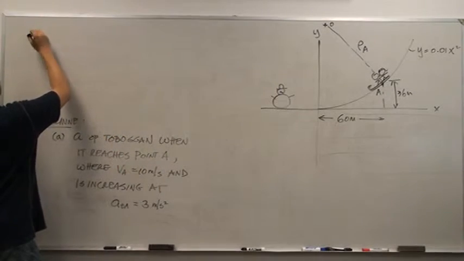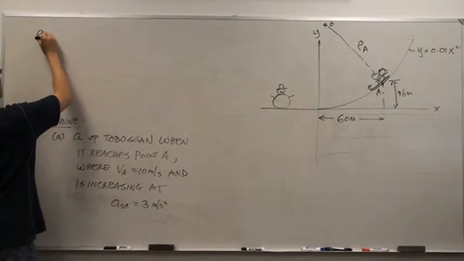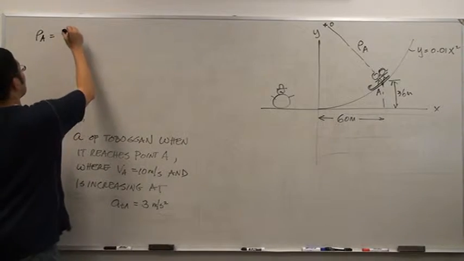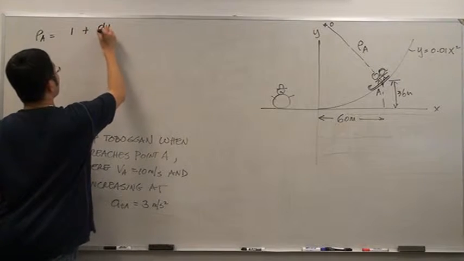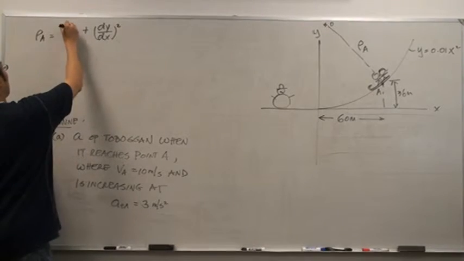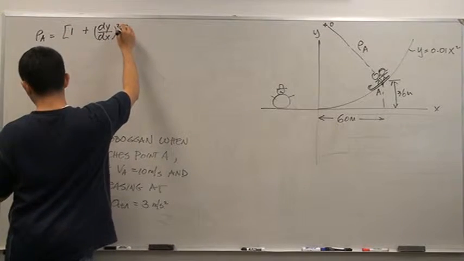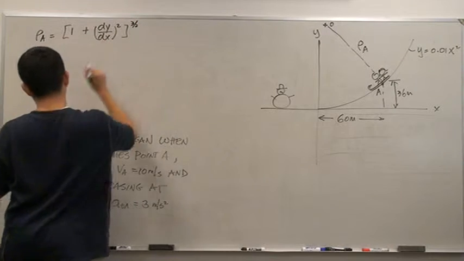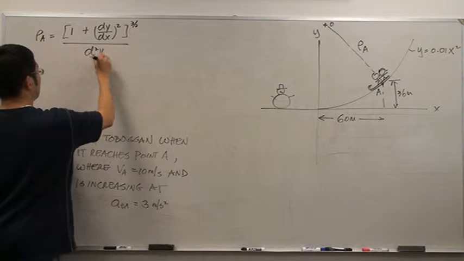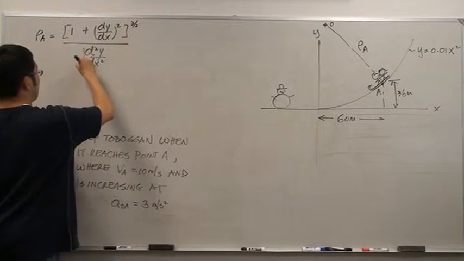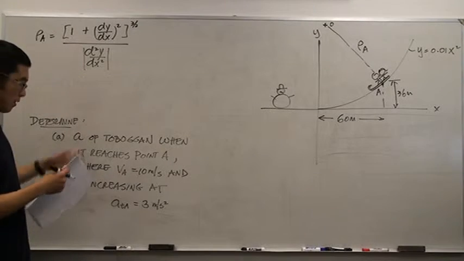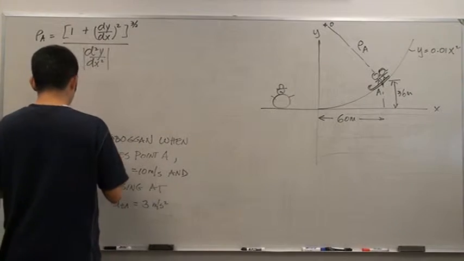Okay, so the radius of curvature at point A. We have that equation, the giant equation that I showed you before. This is rho equals 1 plus (dy/dx) squared, and the whole thing to the power of 1.5, or 3 over 2, divided by the absolute value of d squared y over dx squared. So when you see these two bars, it means absolute number. It's always positive.